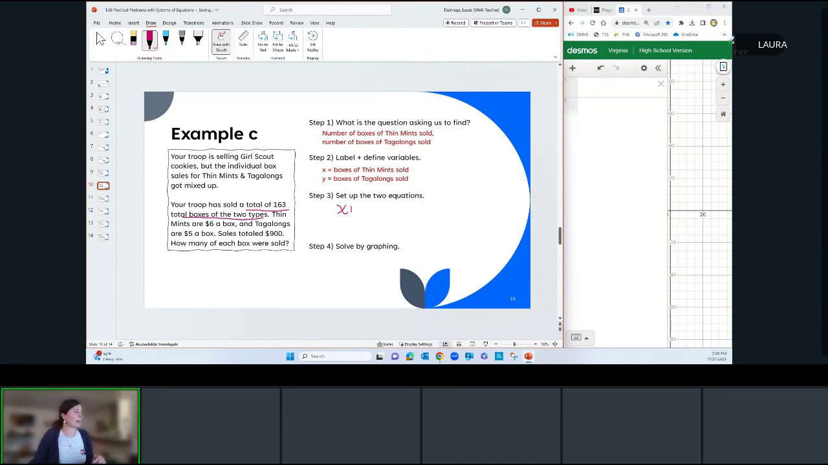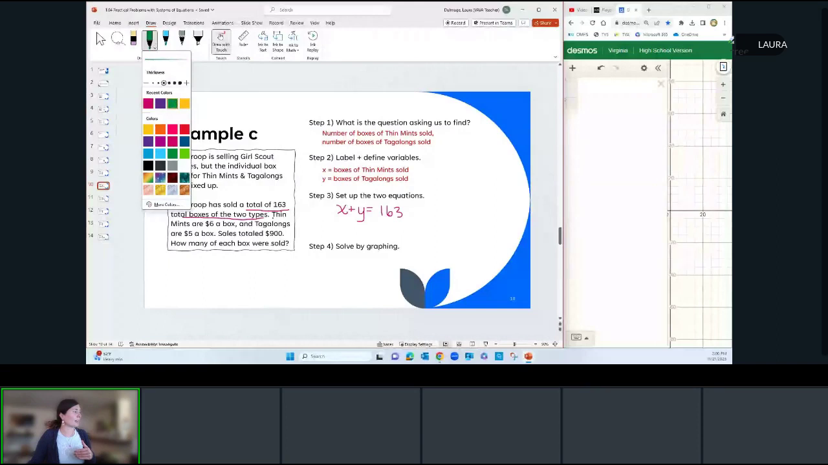X plus Y equals 163. The total equations just mean add together and set it equal to that total. Next, we're going to have some coefficients in the mix here. We see that this next equation has to do with money, and we again have a total. So I'll use green for money.